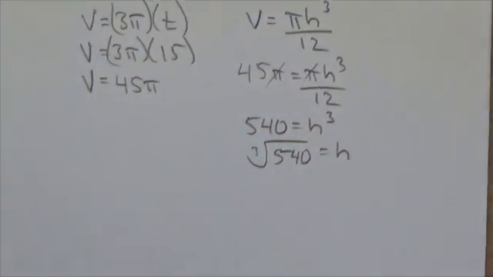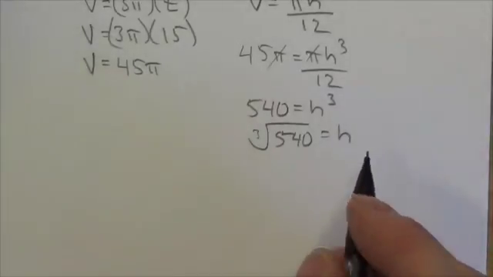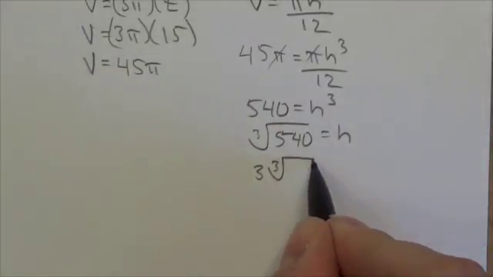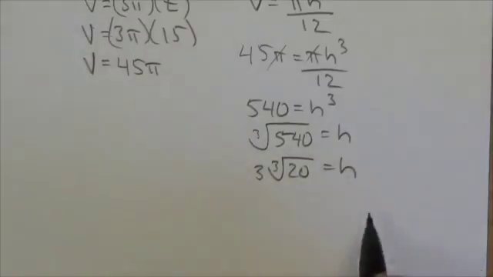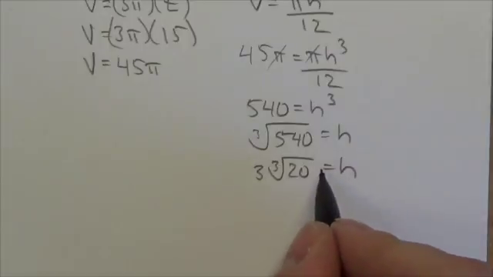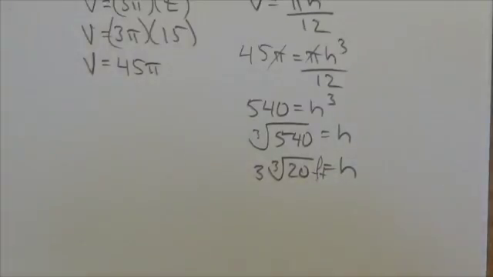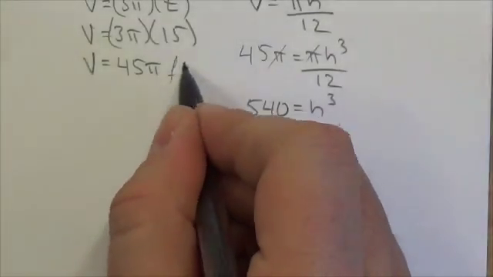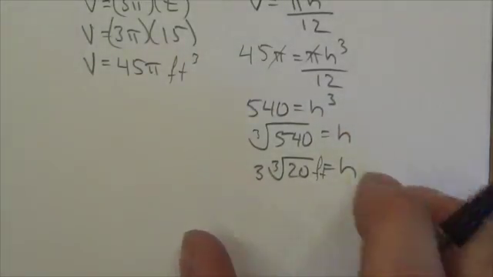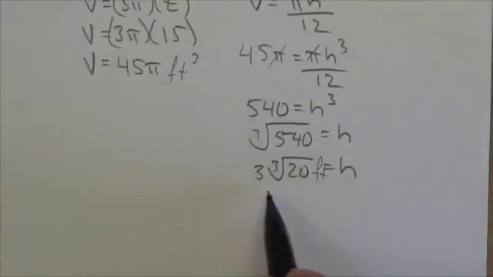So h is going to be the cube root of 540. The best I can do, I believe, is making this 3 times the cube root of 20. And I don't believe there's any way I can break down that 20 there. So feet. Now over here this was feet cubed. So our height is 3 times the cube root of 20 feet. But there it is. That's the height.